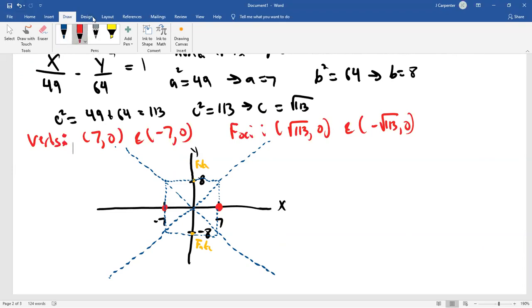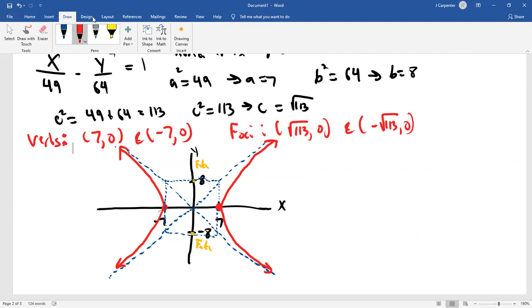So we'll do the actual graph in red. Now we just draw that kind of bowl-like shape, but the further we go right from the +7 or the further we go left from the -7, the closer we get to that slant asymptote. So something like this. And there we are. There is our hyperbola.